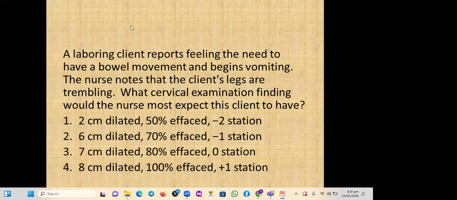positive one station. So for a client telling you that she feels the urge to have a bowel movement and then begins vomiting, the legs are trembling as well, which of these cervical assessments do you expect to note in a client with such complaints? This is very simple, if you've been with me and have paid attention to all that we are doing.